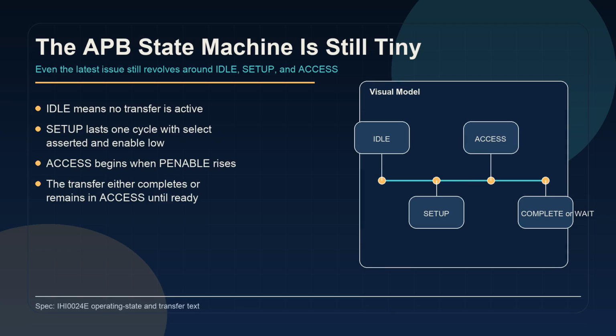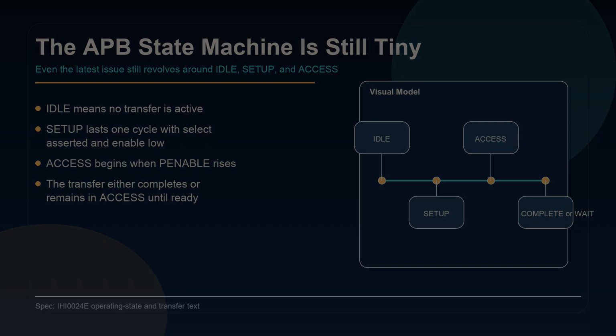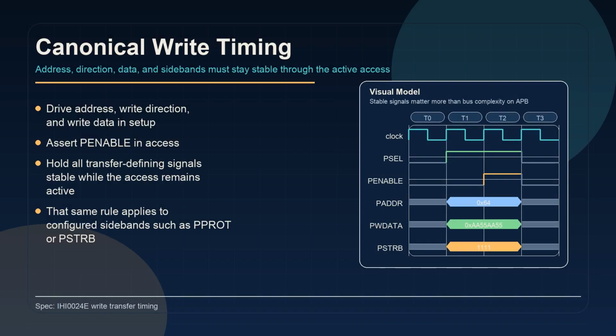The first implementation point is that the state machine is still extremely small. You move from idle to one setup cycle, then into access, and you stay there only until completion. For a write, the implementation burden is mostly about stable information. Once the transfer enters access, the request information and any configured sidebands must remain stable until completion.